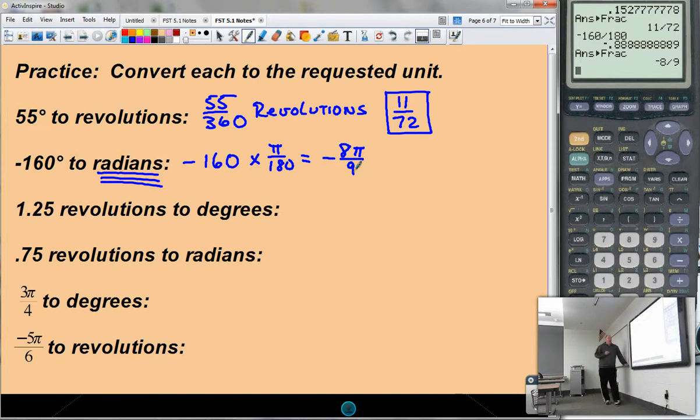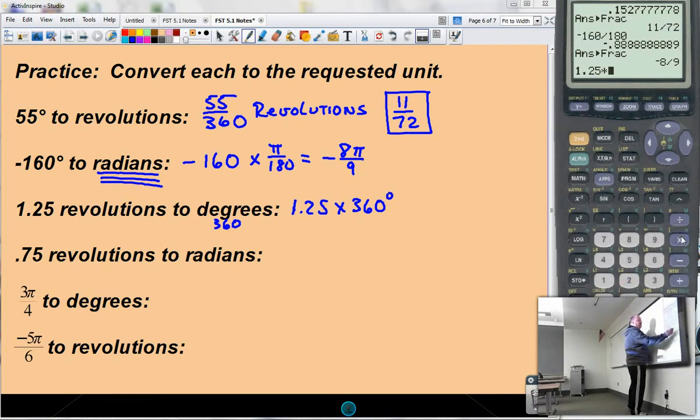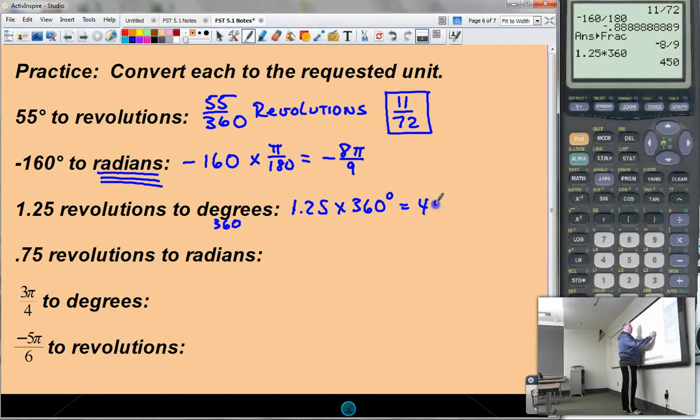Next one, 1.25 revolutions to degrees. I know that there are 360 degrees for every revolution, so I would take 1.25 times 360 degrees. 1.25 times 360. Answer is 450 degrees. Now, a way to look at it, one revolution would be 360 degrees. A quarter of a revolution would be 90 degrees. 360 plus 90 is 450.